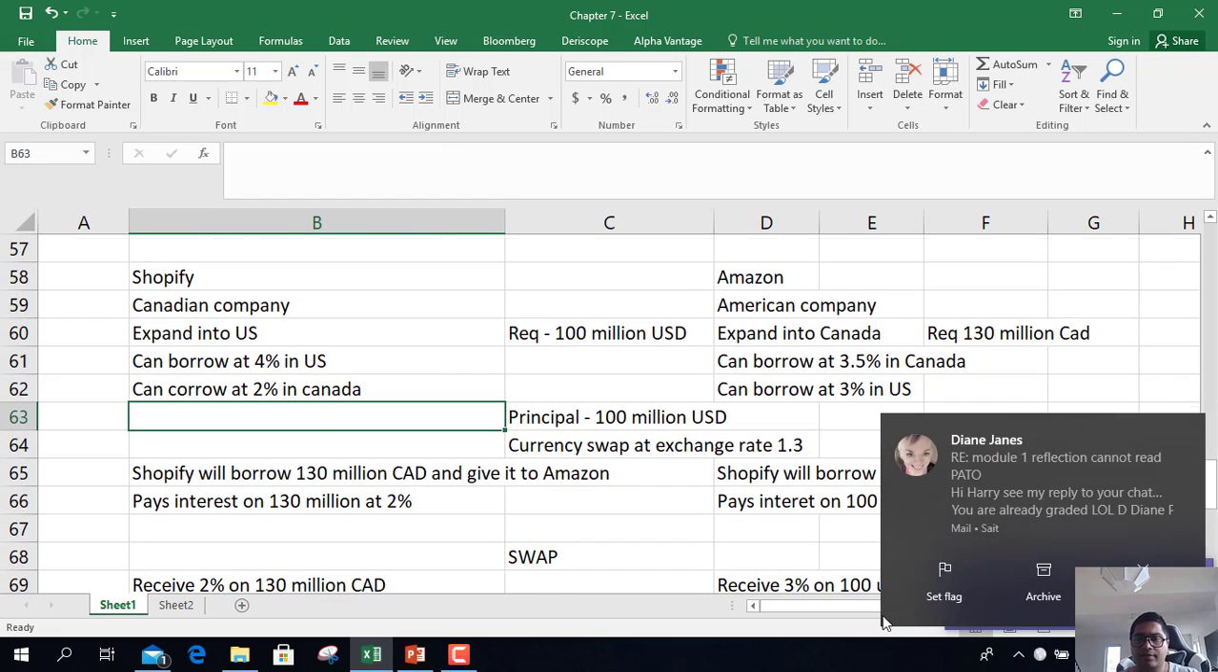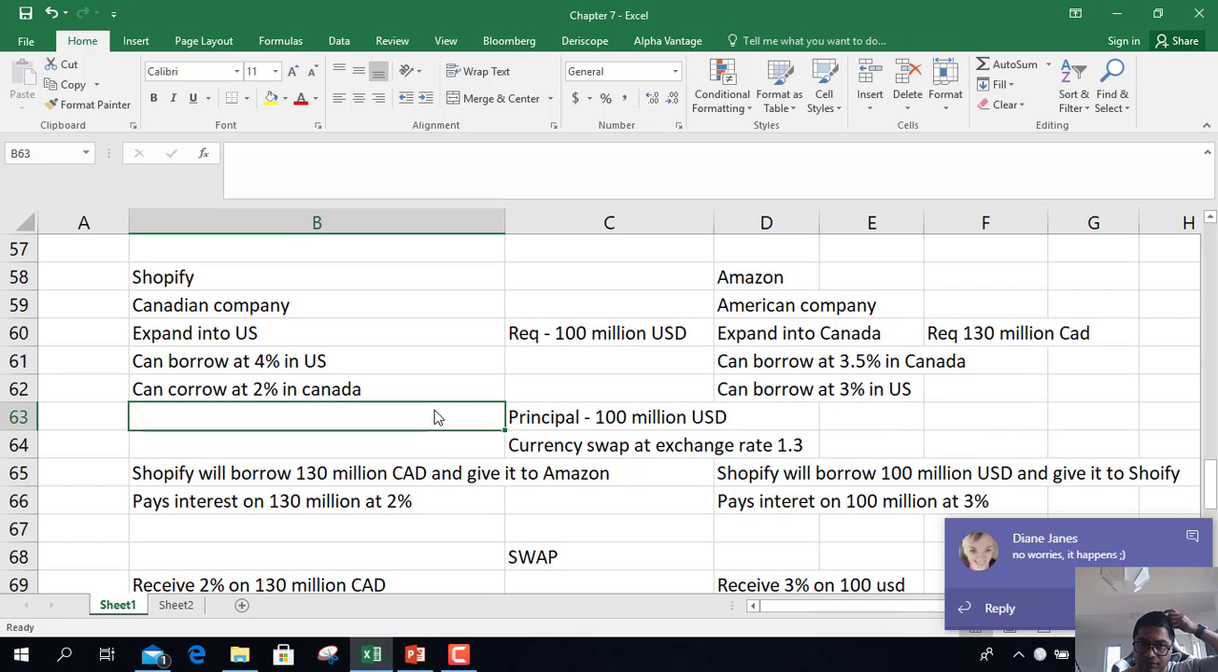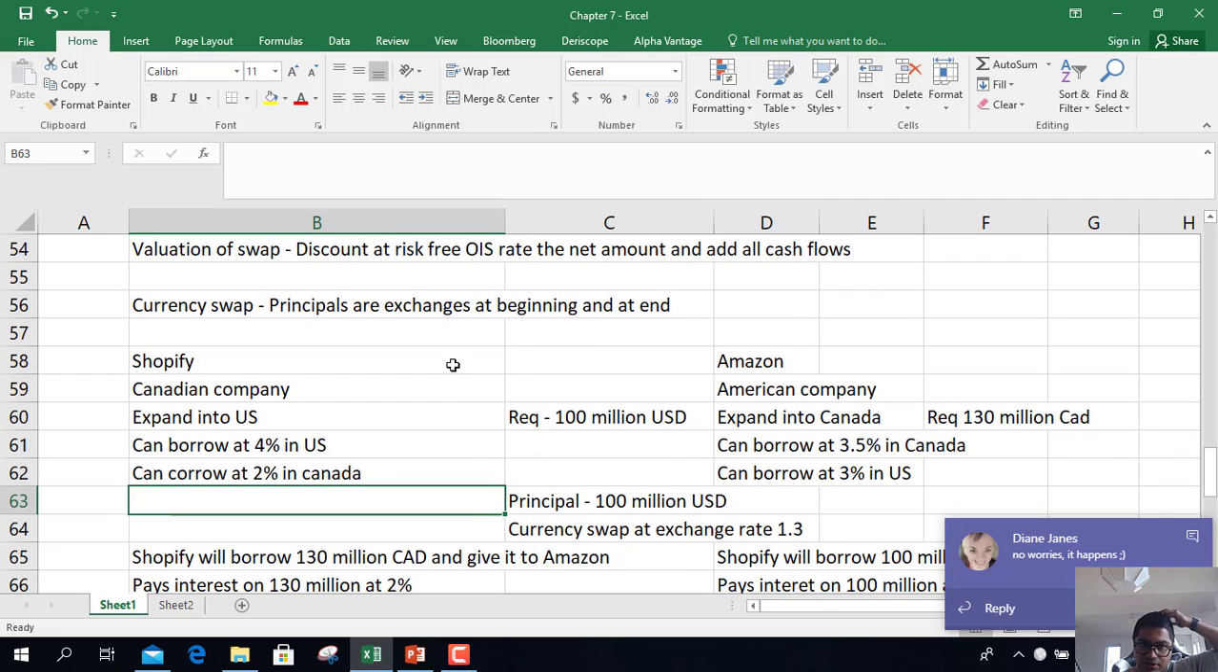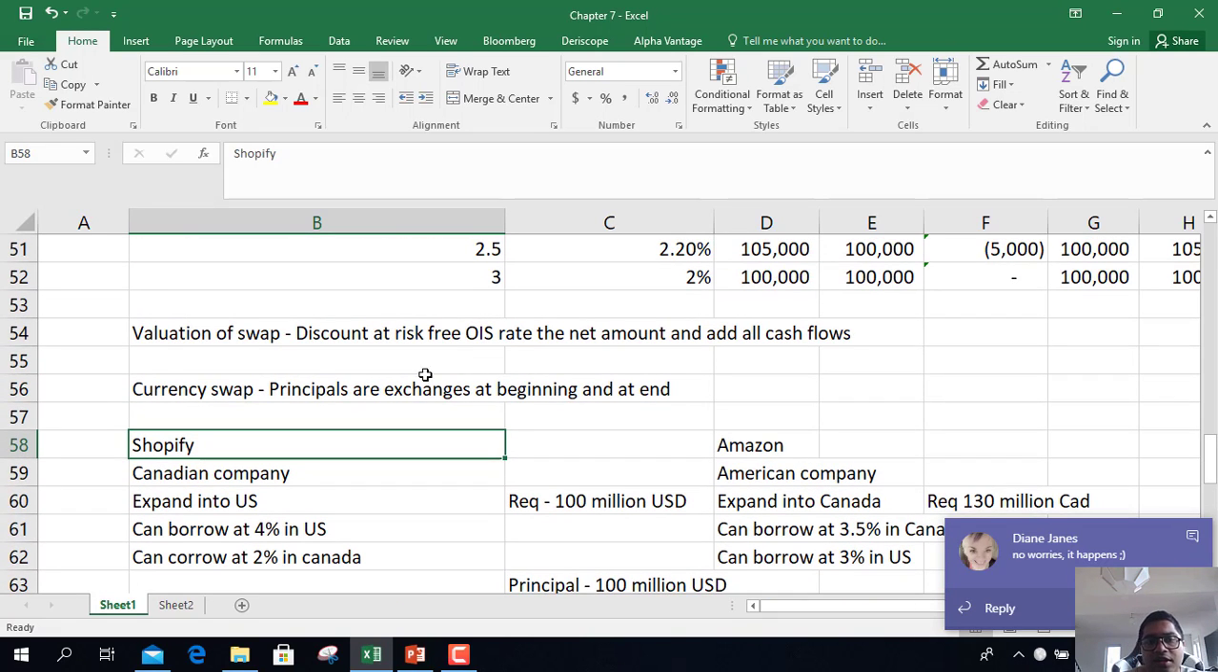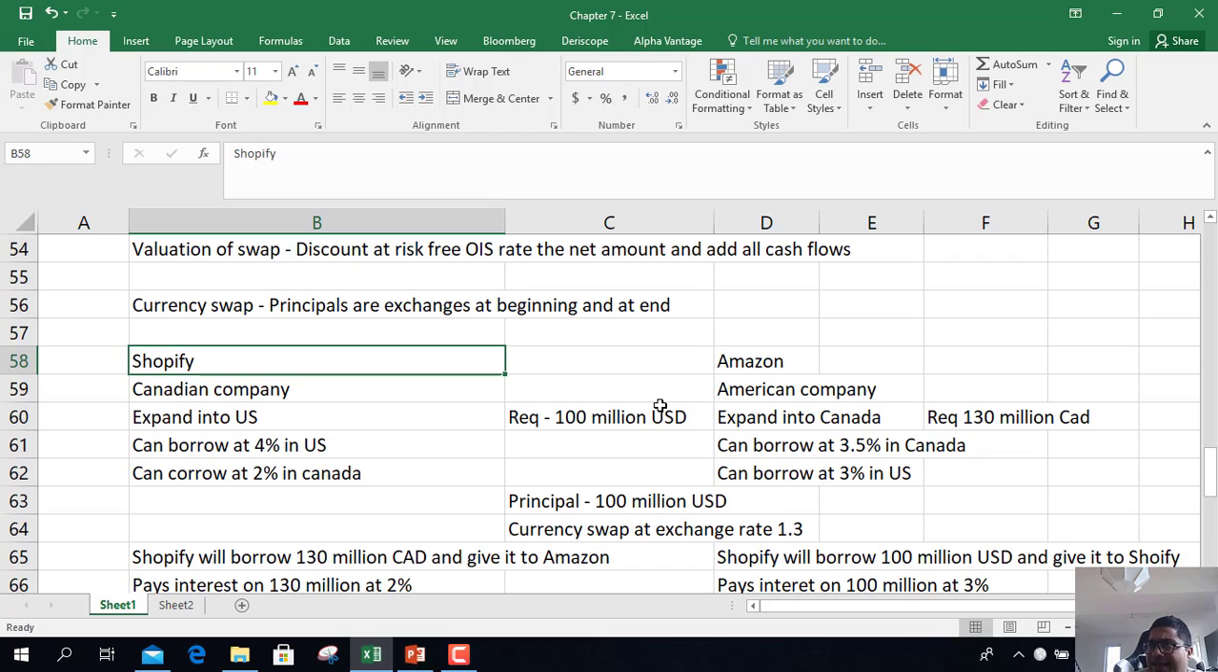So let's discuss currency swaps. The difference between interest rate swaps and currency swaps is that in currency swaps the principals are exchanged at the beginning and at the end. We'll take an example and try to understand them.